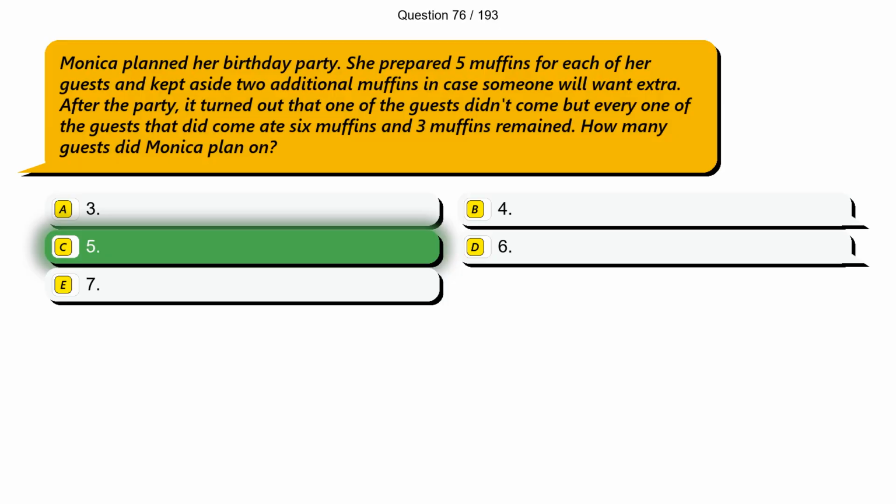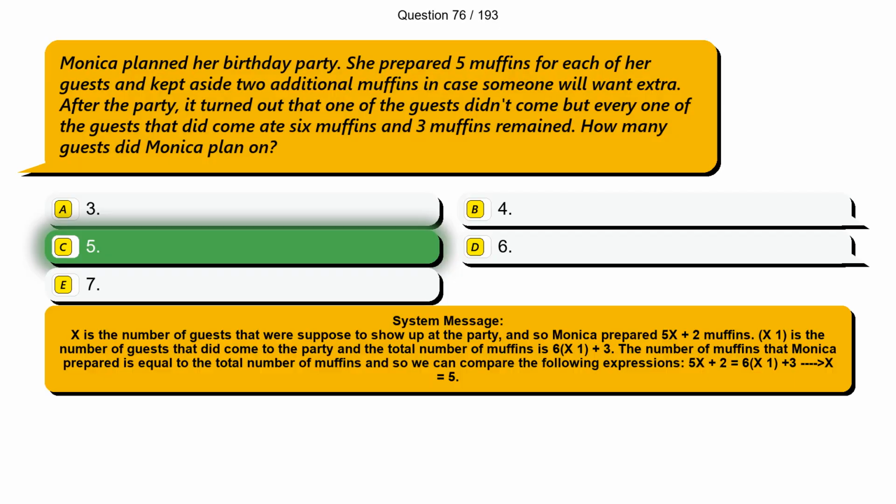The correct answer is option C, 5. X is the number of guests that were supposed to show up at the party, and so Monica prepared 5x+2 muffins. X-1 is the number of guests that did come to the party, and the total number of muffins is 6(x-1)+3. The number of muffins that Monica prepared is equal to the total number of muffins, and so we can compare the following expressions: 5x+2 equals 6(x-1)+3, x equals 5.